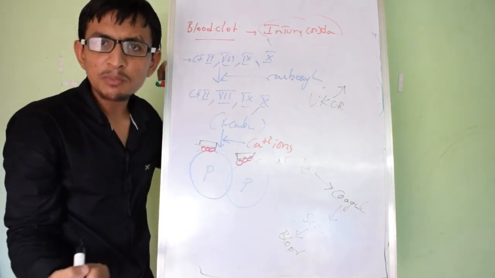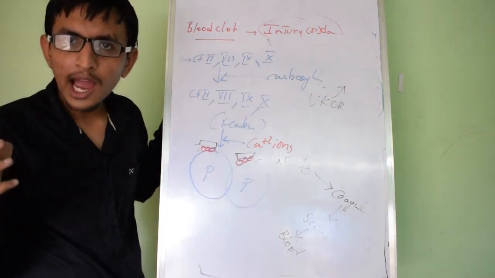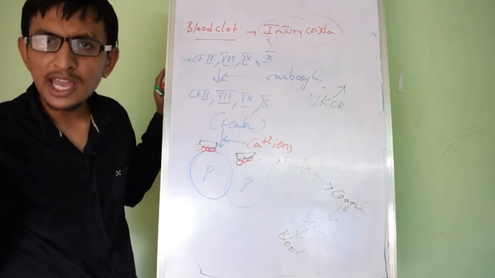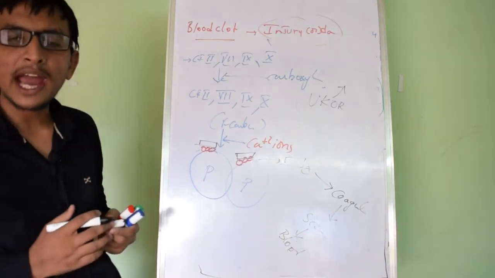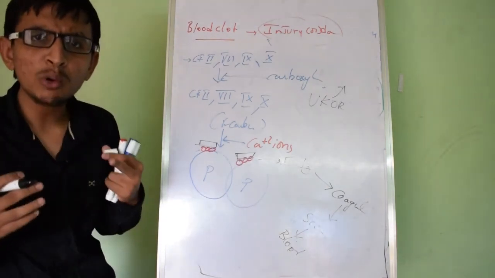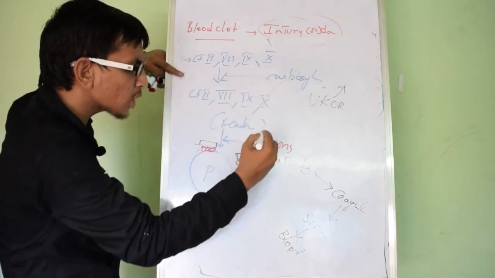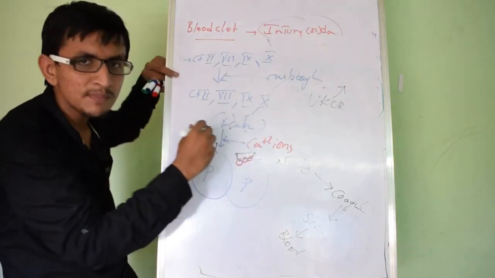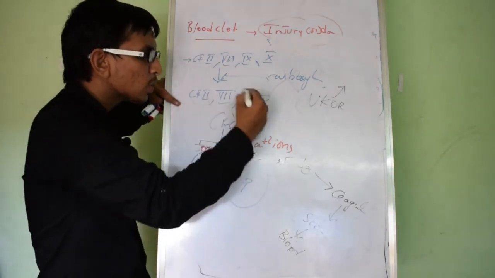If you are going to block the reduction process, we are going to get a deficiency of the reduced form of vitamin K, vitamin K hydroquinone. If you do not have a sufficient concentration of vitamin K hydroquinone, then you are not going to have the carboxylation reaction. If you are not going to have the carboxylation reaction, then you are not going to have the gamma carboxy glutamic acid residues that are being formed in these coagulation factors.